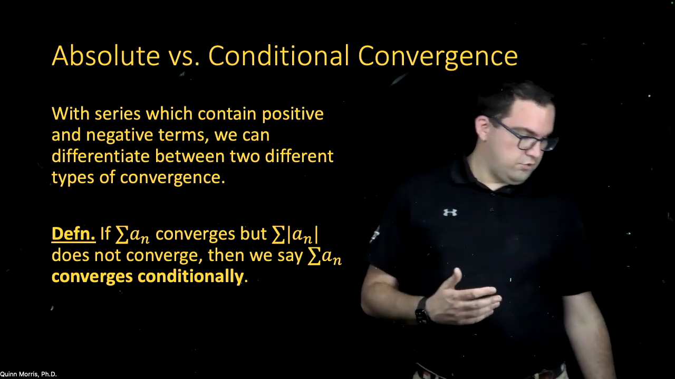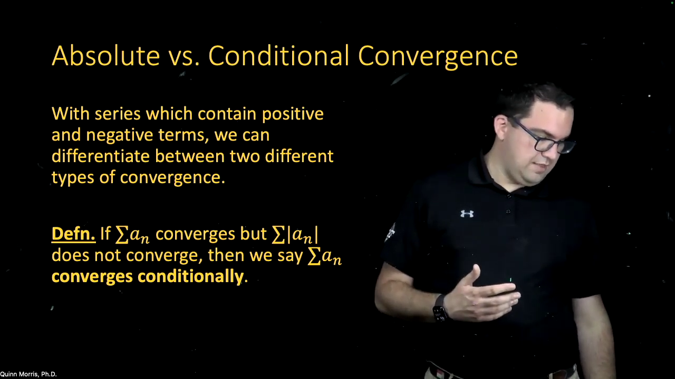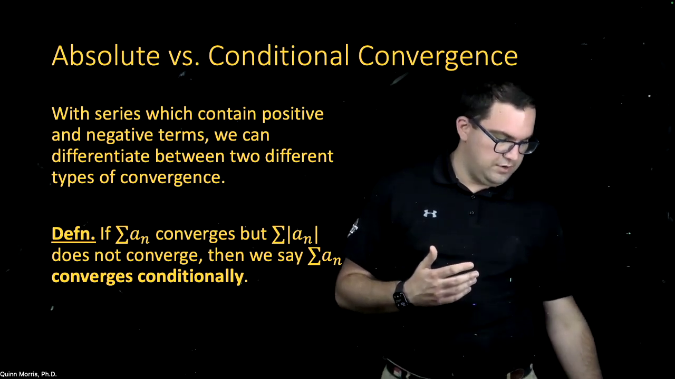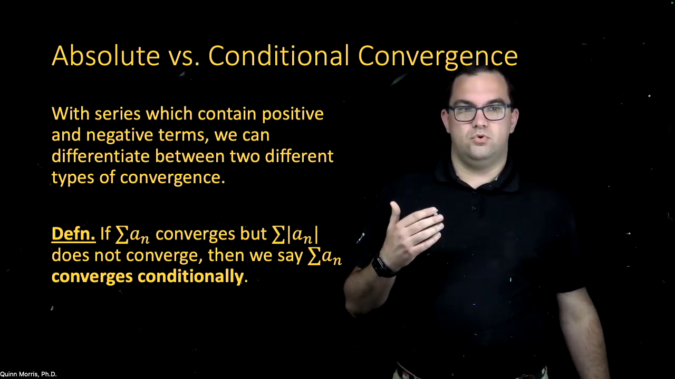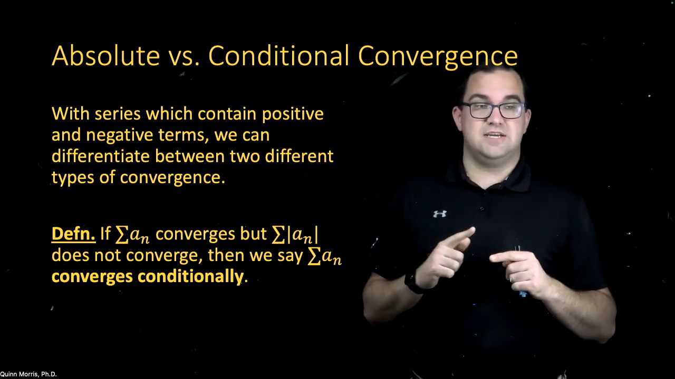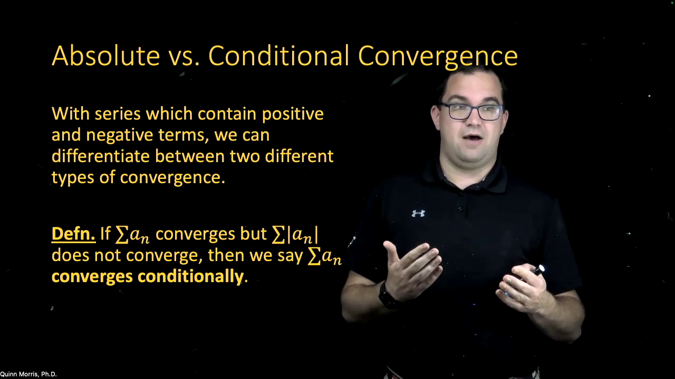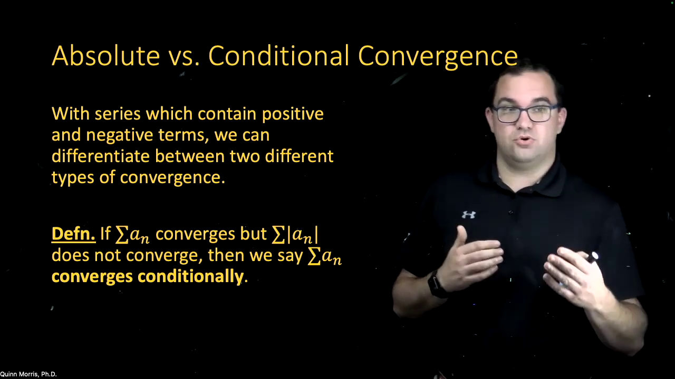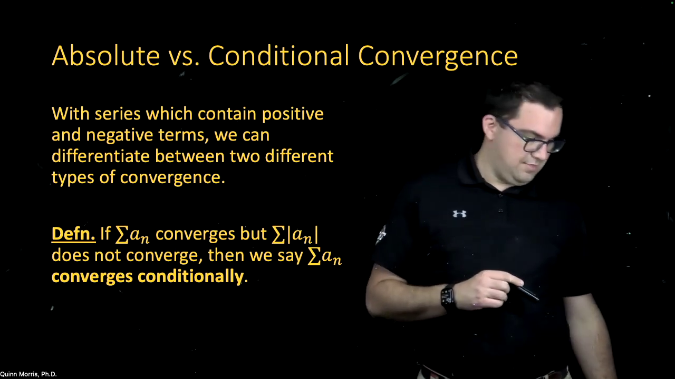But there's another practical reason for this, and that is that for series which converge absolutely, you can rearrange the terms in the series and it'll still converge to the same value. Whereas with conditional convergence, you don't necessarily get that. Okay.